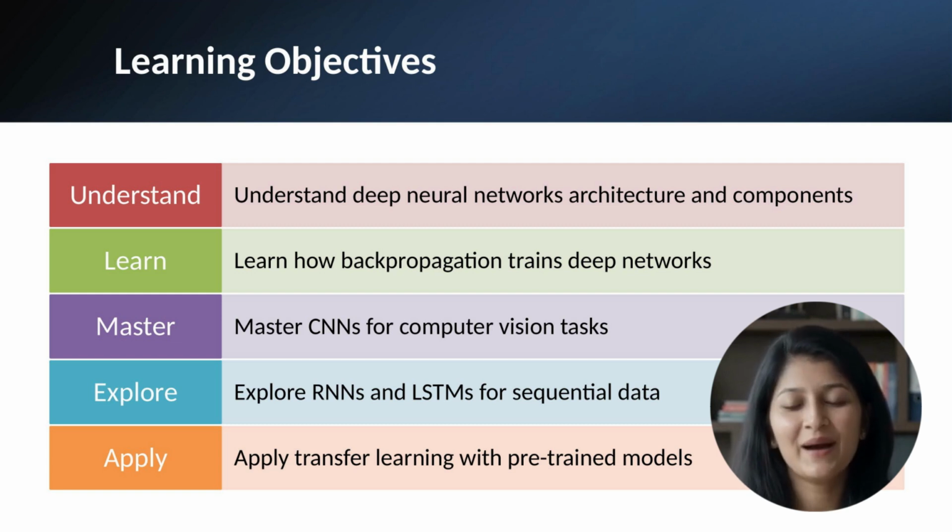Second, we'll learn backpropagation, the algorithm that makes deep learning possible. This is how networks learn from errors, adjusting millions or billions of weights to improve performance. Understanding backpropagation means understanding how training actually works.